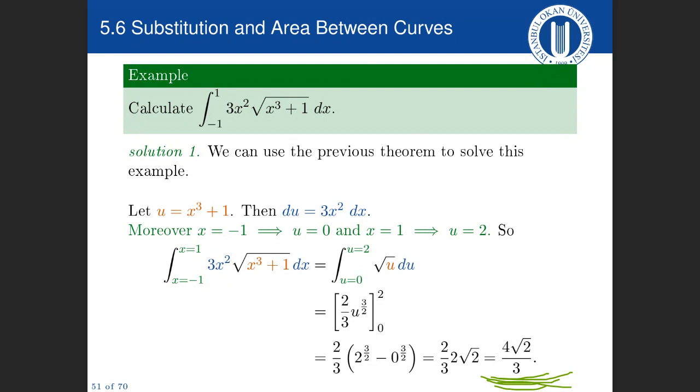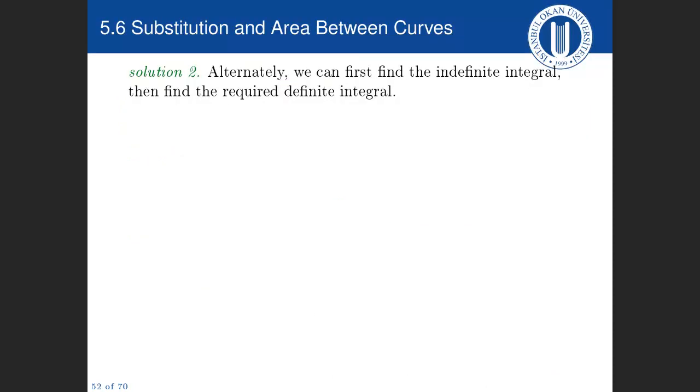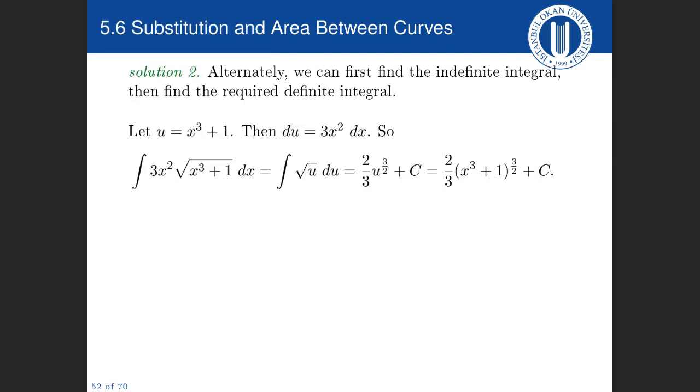We can also solve this problem in a different way. We could do this in 2 steps. First, we could find the corresponding indefinite integral, and then we could use that to find the definite integral that we want. So first, we're going to find an indefinite integral. So instead of -1 and 1, we're just going to cross these off and find the indefinite integral of 3x squared, square root of x cubed plus 1 dx.